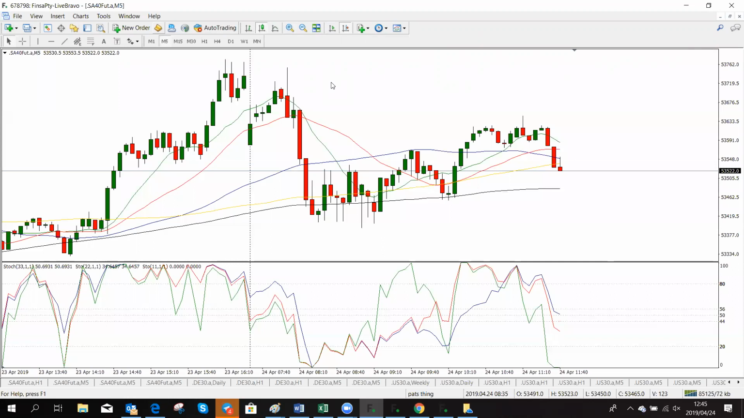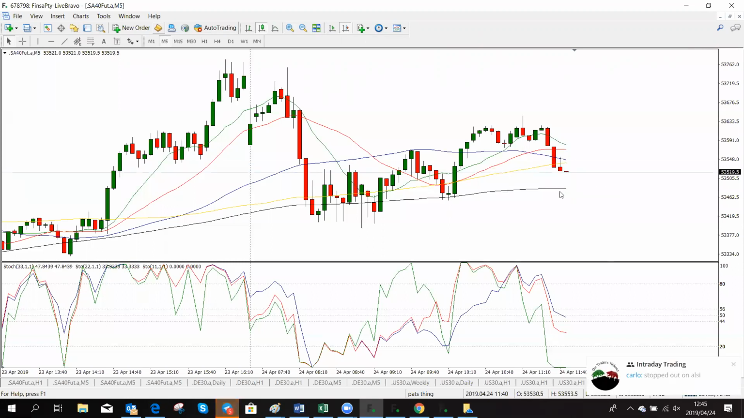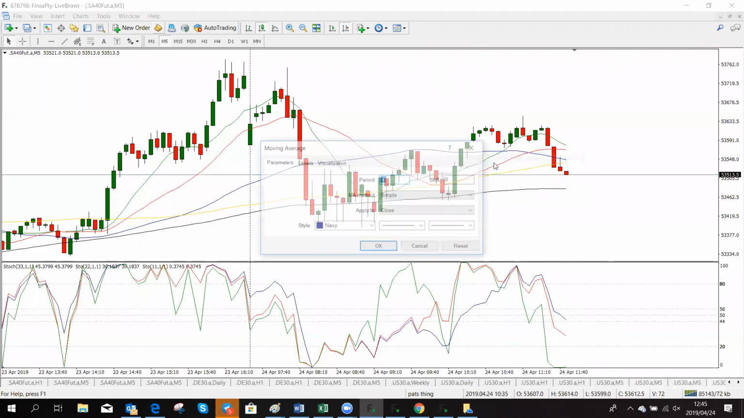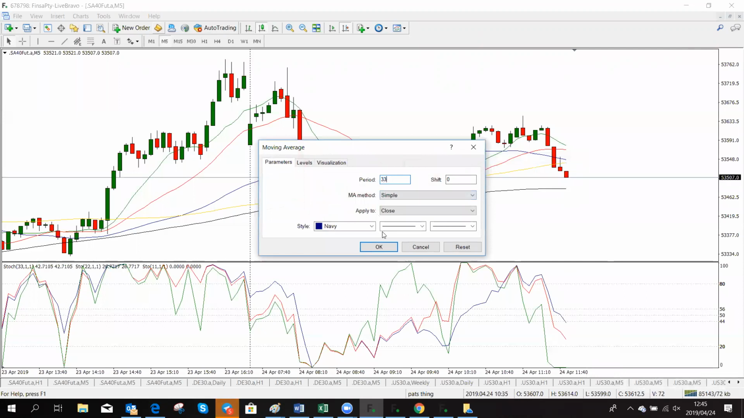Okay, so in this particular case on the Aussie, we've broken green, red, blue. We're just breaking orange now. We should go to black. Yeah, but that means we should actually... Blue's just crossed down through 50, which means in effect it's crossed the 33, not the 50. If I change this now, you'll see it. I'll change that to 33.